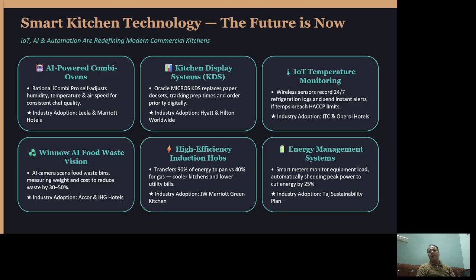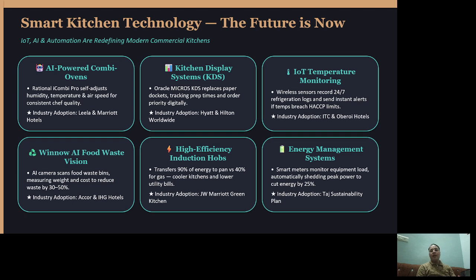Then we have IoT temperature monitoring, wireless sensors which are situated in various areas of the kitchen, which log refrigeration 24/7 and record the temperatures as per the HACCP limits. Then we have AI food waste vision, AI cameras which scan all the wastage and especially your dustbin, by which we can reduce the wastage by 30 to 50%. These are adopted to minimize the wastage in the kitchen.